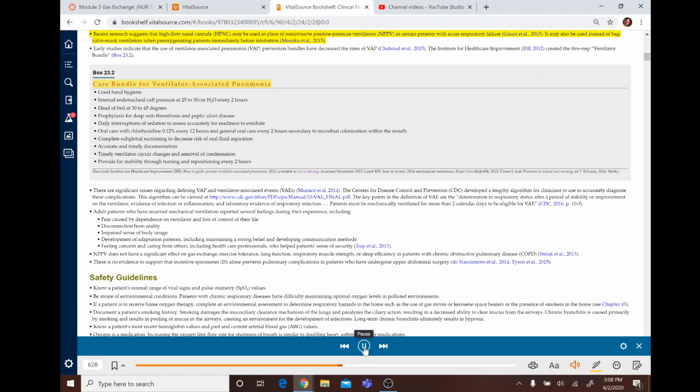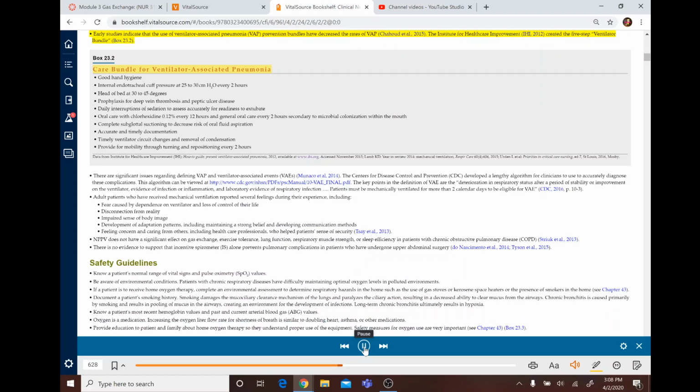Evidence-based practice. Recent research suggests that high-flow nasal cannula, HFNC, may be used in place of non-invasive positive pressure ventilation, NPPV, in certain patients with acute respiratory failure, Gaunt et al., 2015. It may also be used instead of bag valve mask ventilation when pre-oxygenating patients immediately before intubation, Messica et al., 2015. Early studies indicate that the use of ventilator-associated pneumonia, VAP, prevention bundles has decreased the rates of VAP. The Institute for Healthcare Improvement, IHI, 2012, created the 5-step ventilator bundle, Box 23.2.